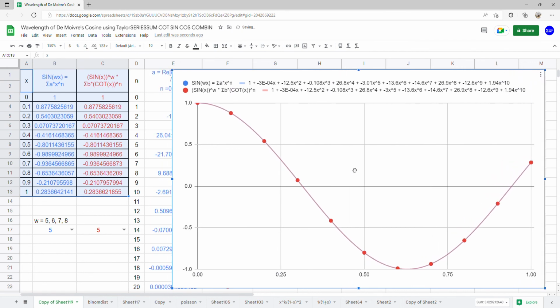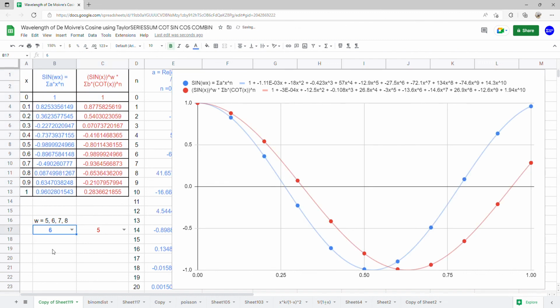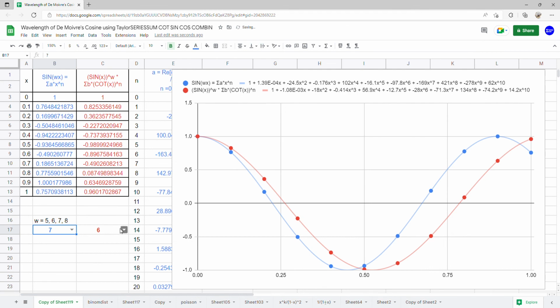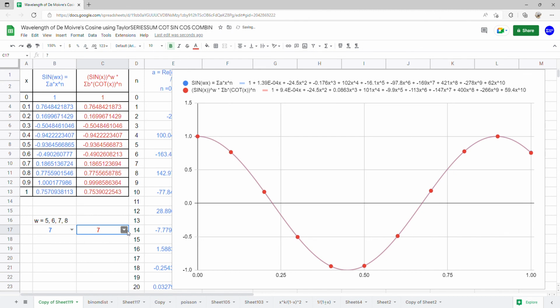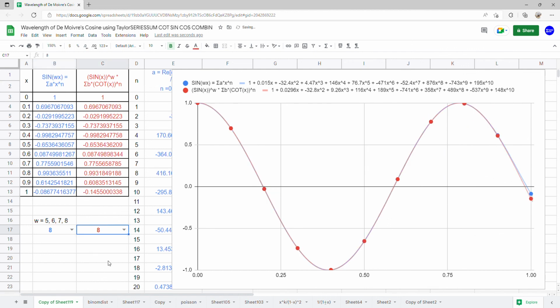Of the cosine, the Moivre's cosine, where we can vary the wavelength. Suppose we vary the wavelength, changing the value w to 6. We shorten also the wavelength for the cotangent. Change the w here to 7. We can also do the same thing for the cotangent expansion to 7. They are the same. Change this to 8. We can also do the same thing. 8. Now they're the same.